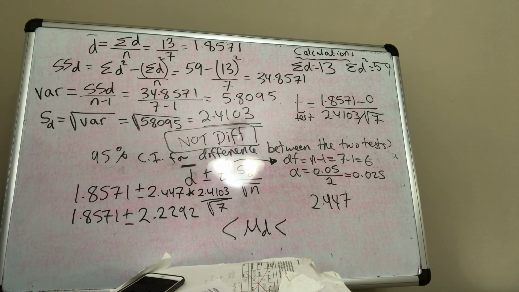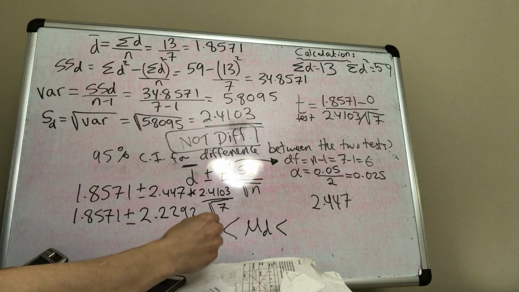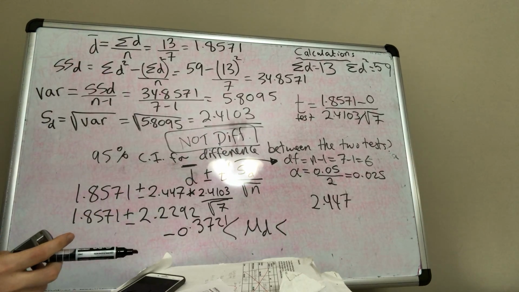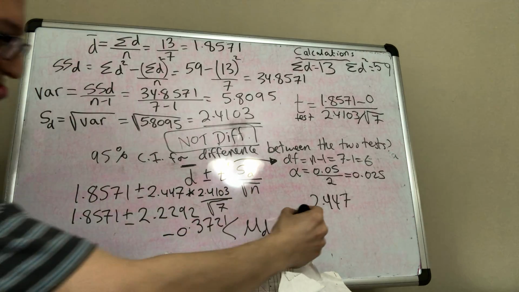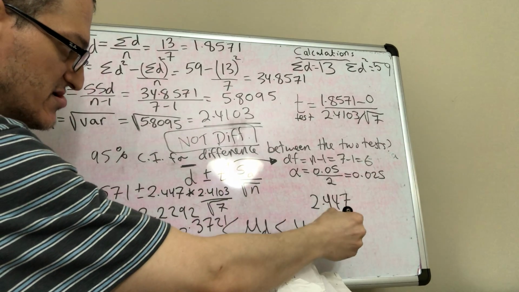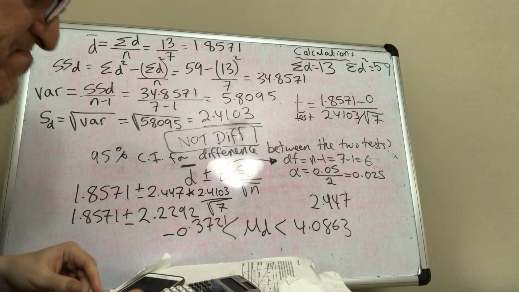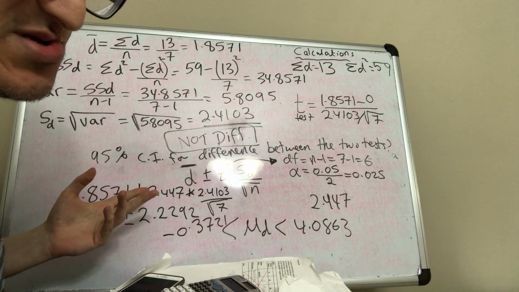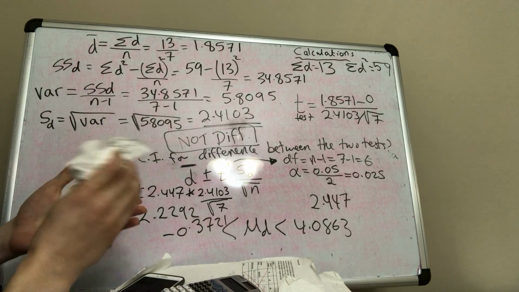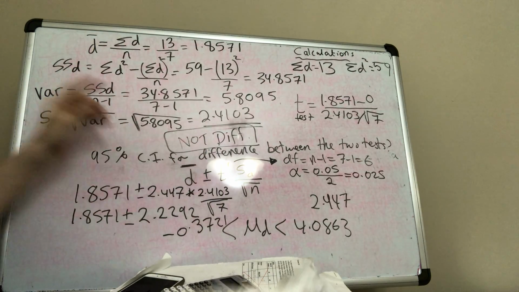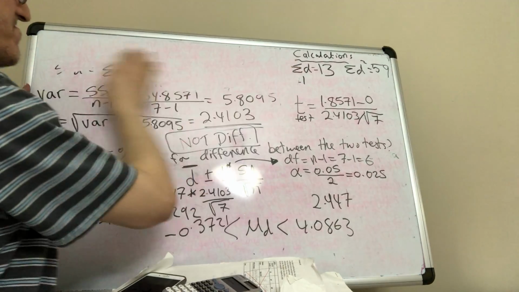Then your mu d is somewhere between: you subtract them, you add them. 1.8571 minus 2.2292 takes you down to negative 0.3721, and if you add them, that takes you up to 4.0863. And you say this, of course, in English. And let's say that proves the same thing, that they're not different.